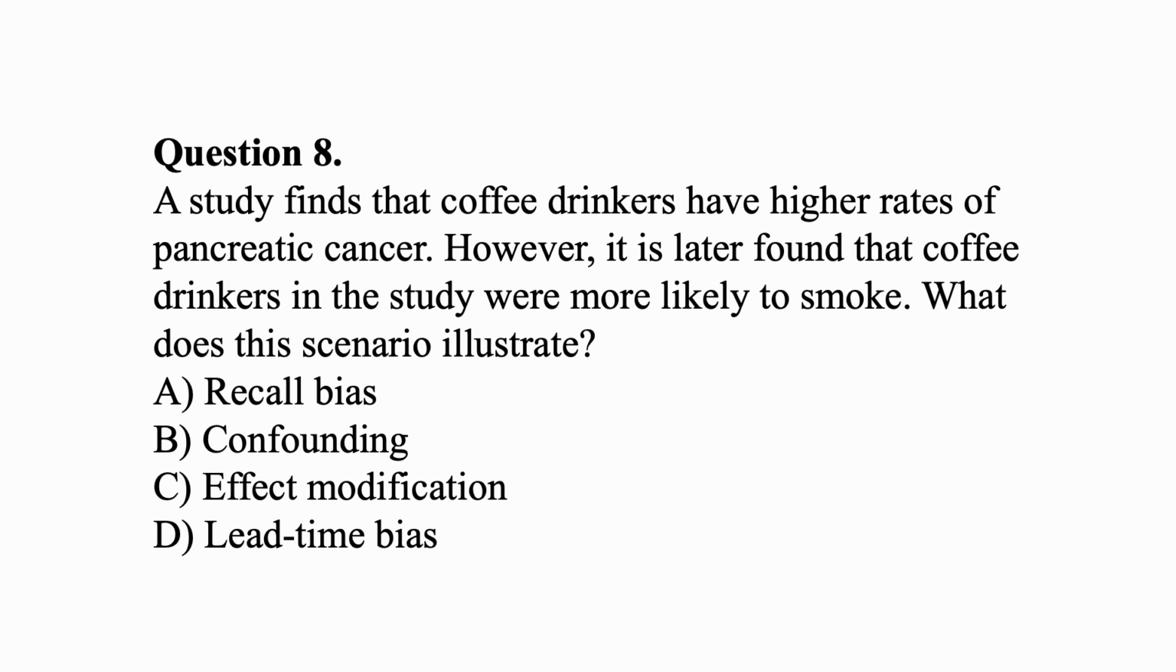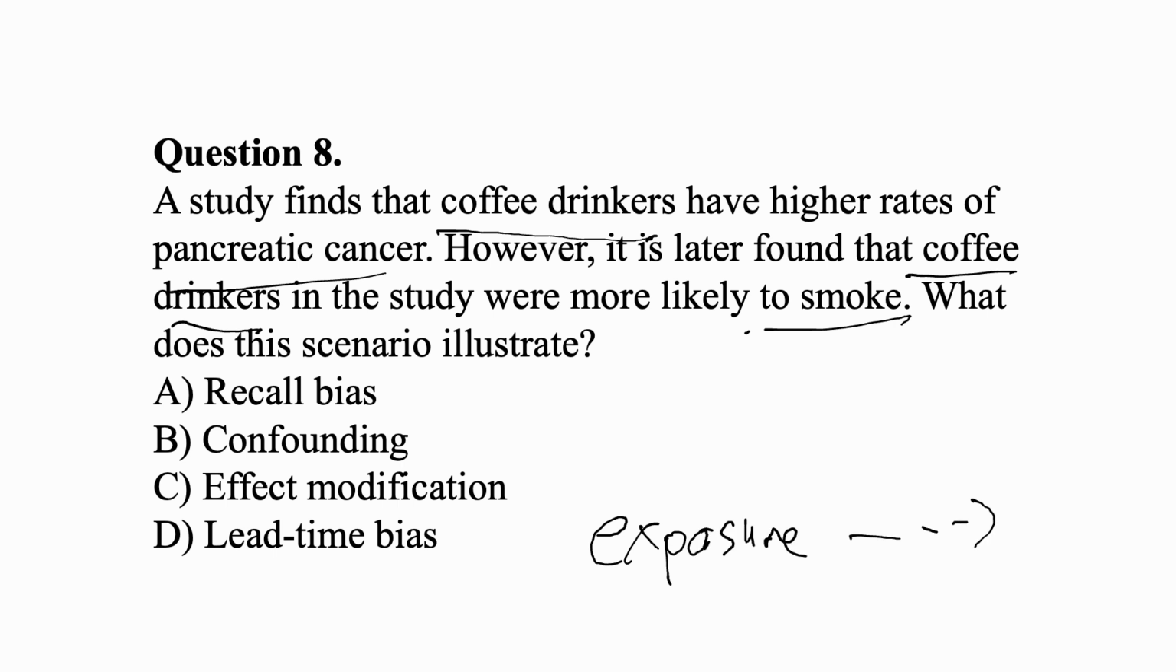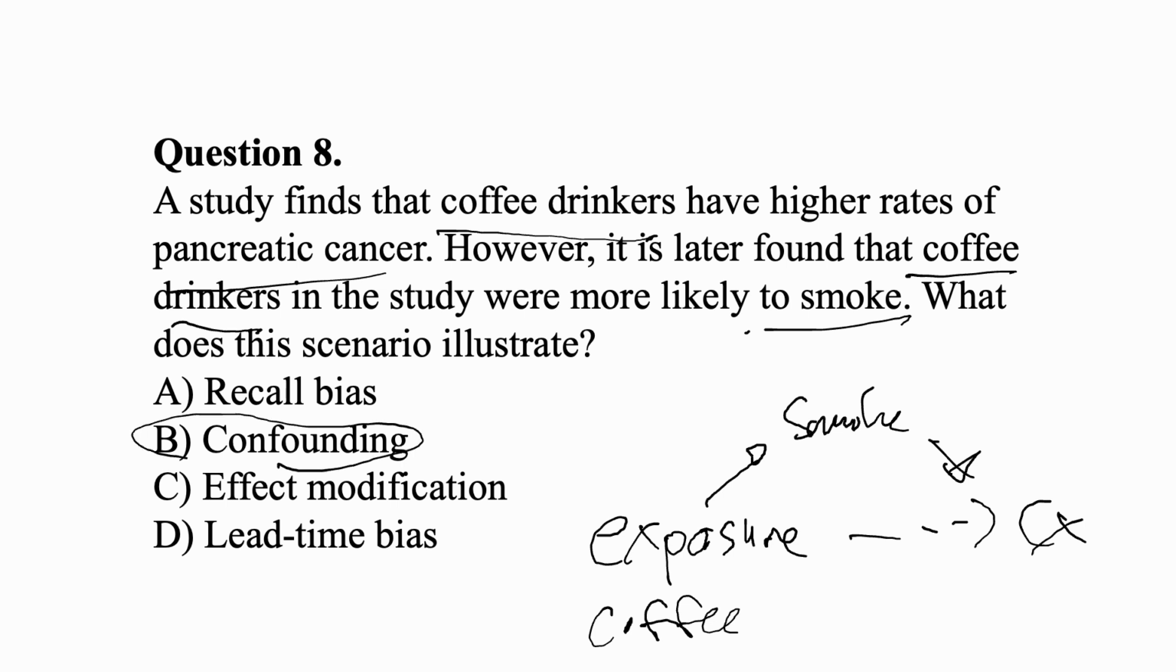So here in this question we have coffee drinkers they think have higher rates of pancreatic cancer, although it seems more likely that the coffee drinkers are related to smoking, and then the smoking is more related to pancreatic cancer. So here we have our exposure, which we think is causing cancer, the exposure being coffee. But in reality, coffee drinkers are more likely to smoke, and smoking is more likely to cause pancreatic cancer. So this would be an example of confounding, since it's related to both the exposure and the outcome.